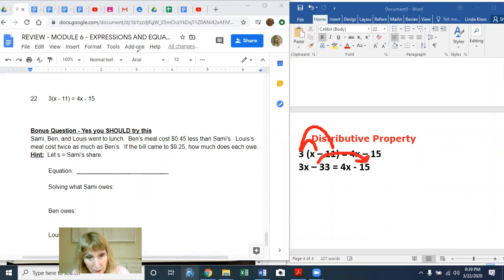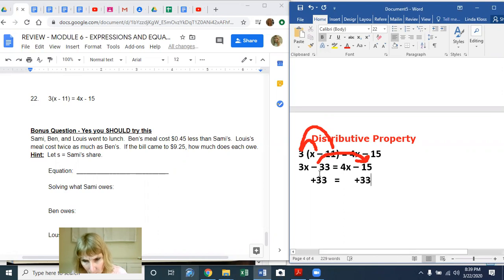So we use inverse operations to do that. So we're going to add, because it's minus 33, 33 to one side and 33 to the other side. When I add 33 to both sides, I'm keeping the equation equal. And now I'm left with 3x plus 0 equals 4x. What's next? What is this minus 15 and this plus 33 going to give us?